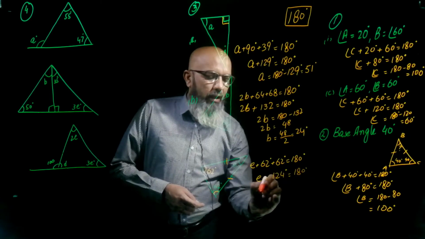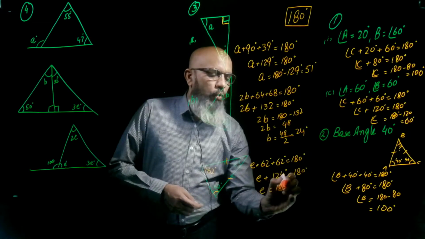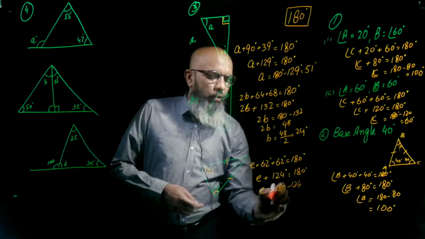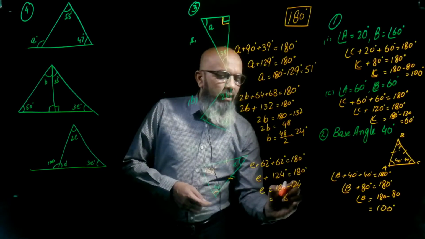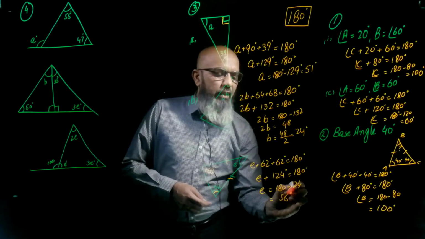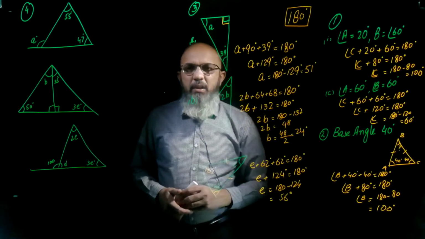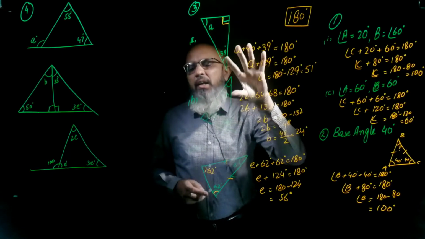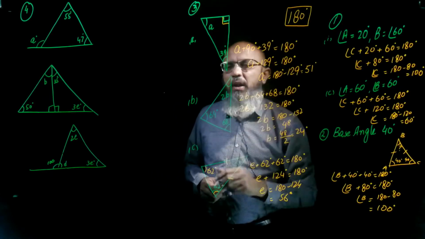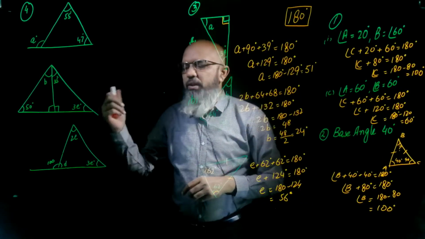Yes? Okay. Subtract 124 from 180. So you will get your answer. Your answer is 56 degrees. Quite easy questions. So you have to keep in mind only one thing, that the sum of the angles of a triangle is 180. Okay, now come to this question.